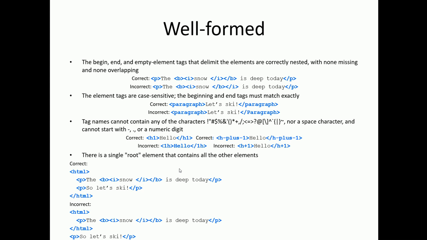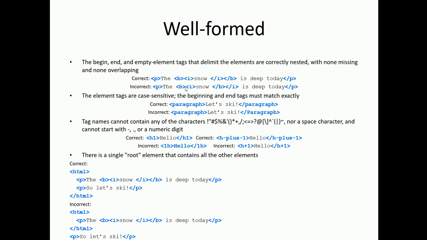So, well-formed means that we have begin tags, and the begin, end, and empty element tags are correctly nested, with none missing and none overlapping. What I mean by that is we have this paragraph tag with properly nested content. It has a bold start tag and an end tag, and within that bold tag we have a nested italics tag, open and close, and then finally the terminating paragraph end tag. This is correct. It's well formed.